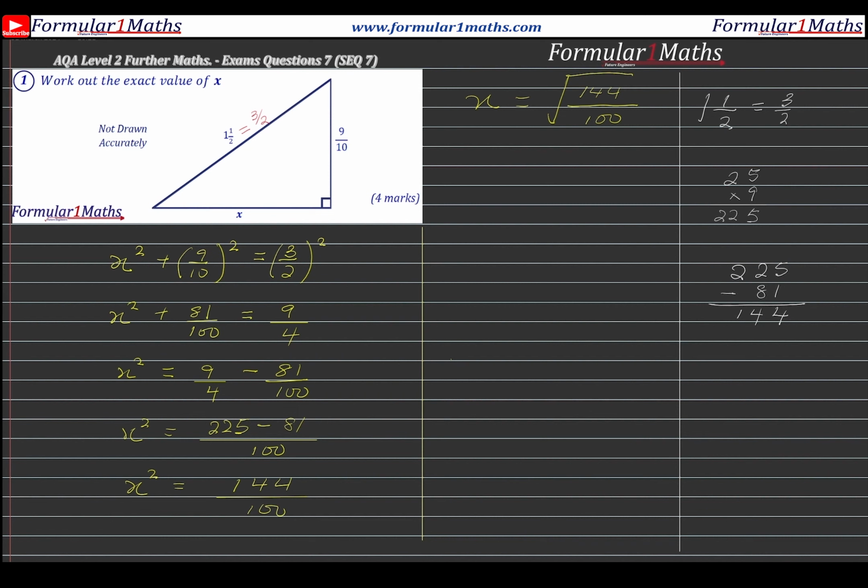And that means x is equal to the square root of 144, which is 12, over the square root of 100, which is 10. I can reduce that to get 6 over 5, and then rewriting this as a mixed fraction, x will be equal to 1 and 1 over 5. And that is the value of x required.